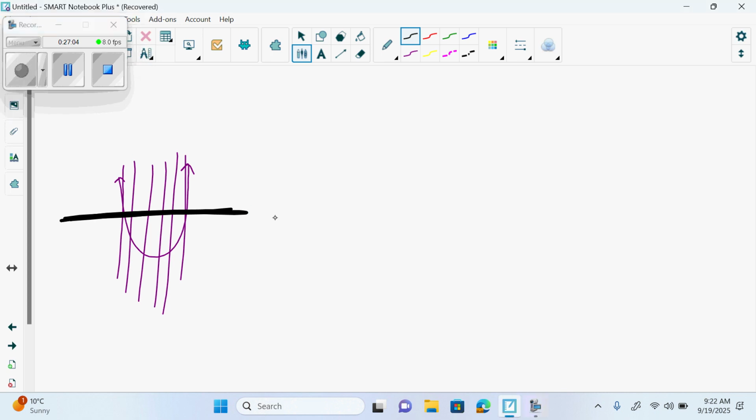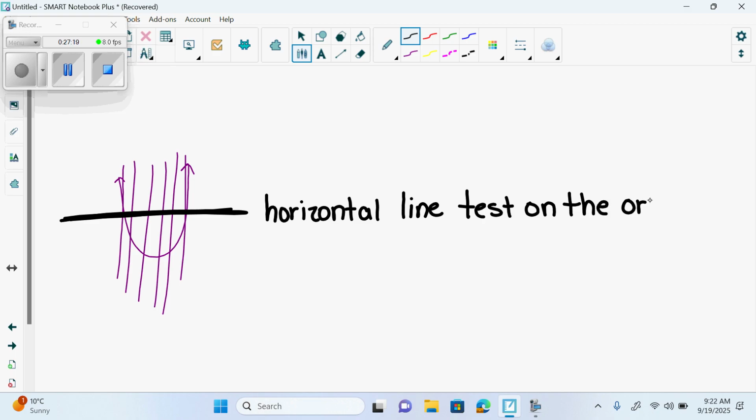Thank you. So if I do a horizontal line, you should write this on the back of your booklet. Horizontal line test on the original tells if the inverse is a function.